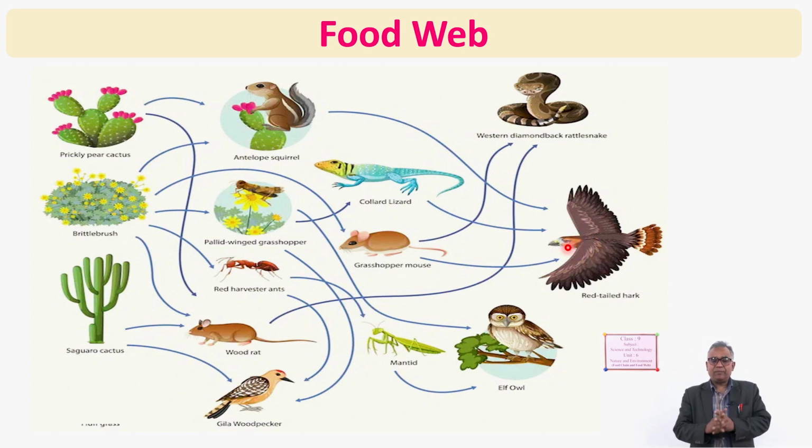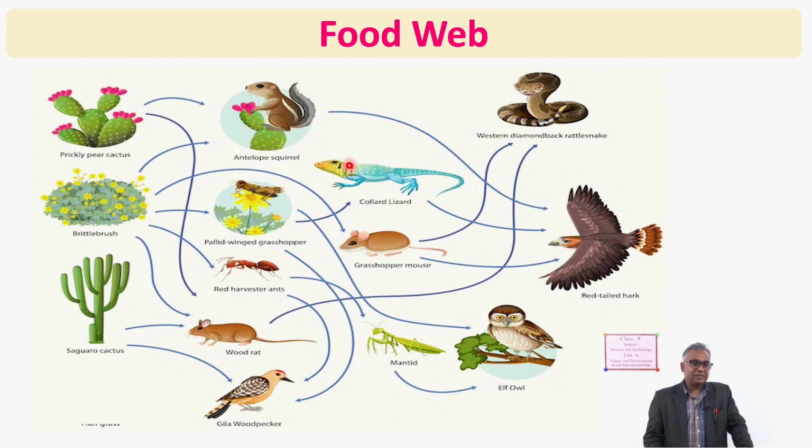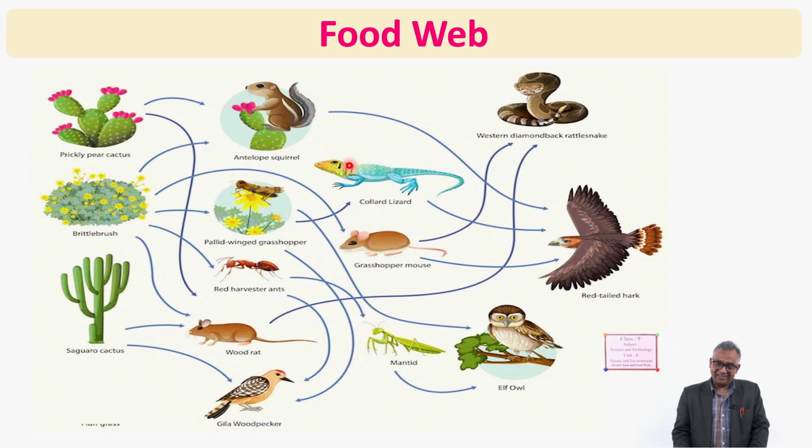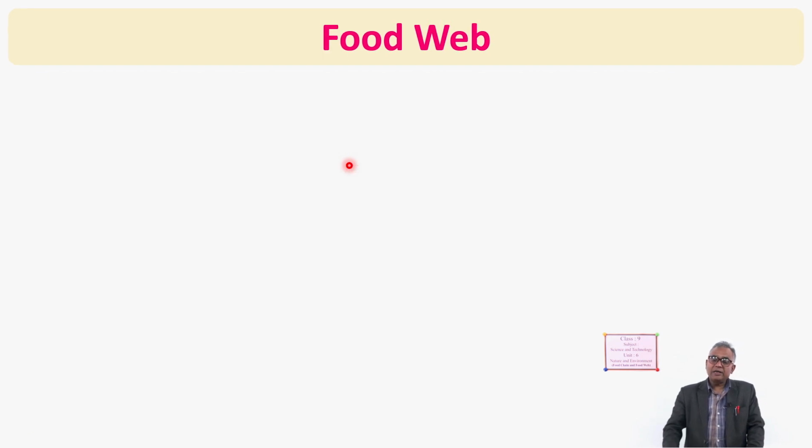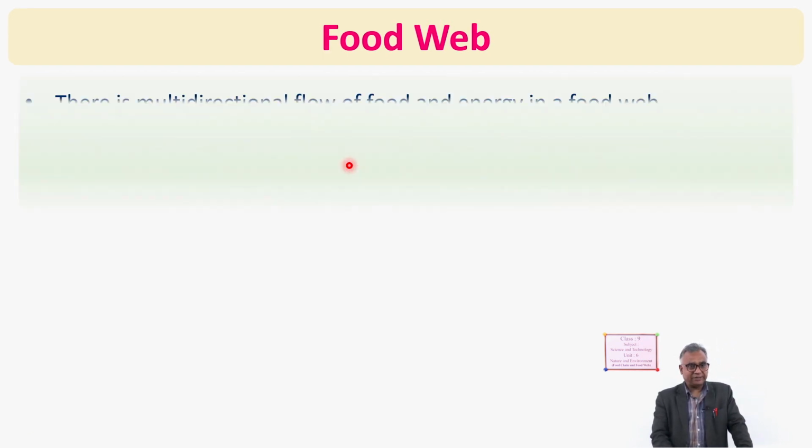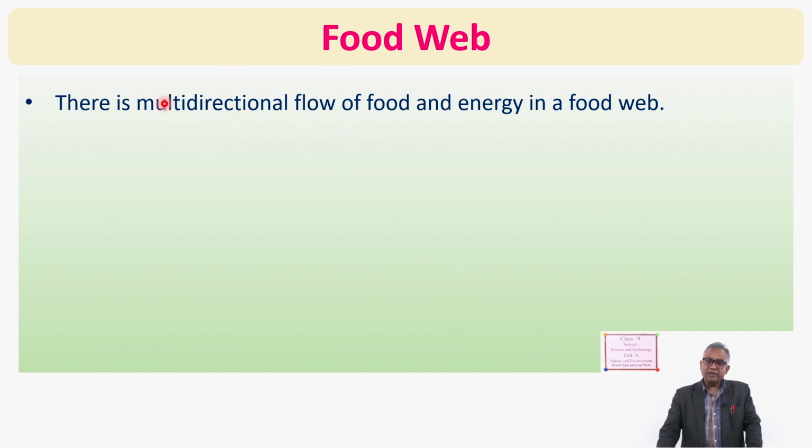Yes. So in this way, we find that the flow of food and energy in this food cycle is in many directions. Yes, so that is multi-directional flow of food and energy. So there is multi-directional flow of food and energy in a food web. This is the major difference between a food chain and a food web.